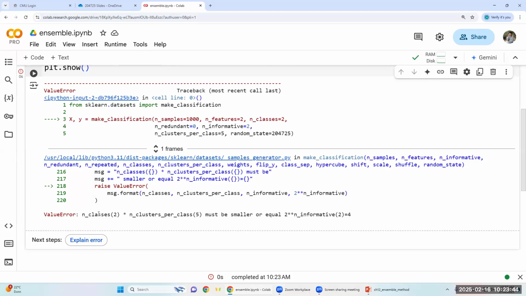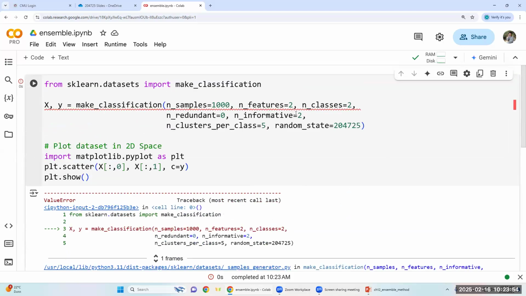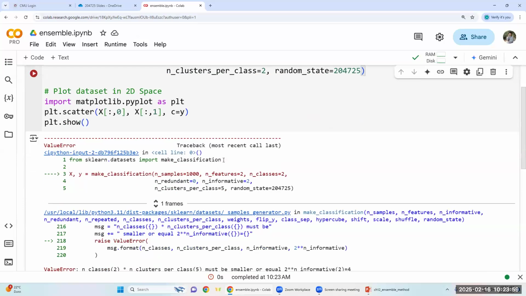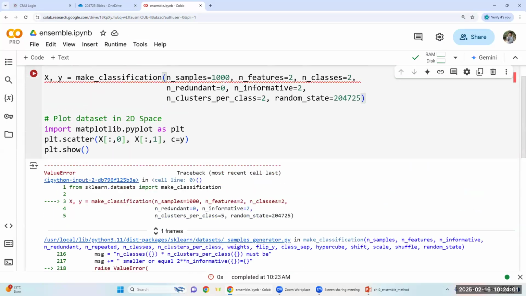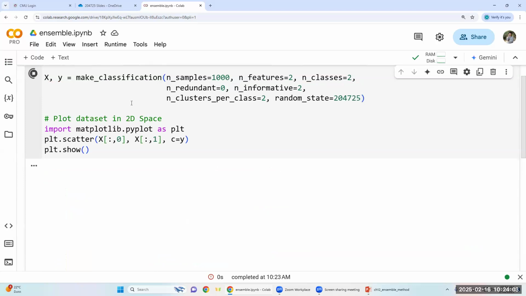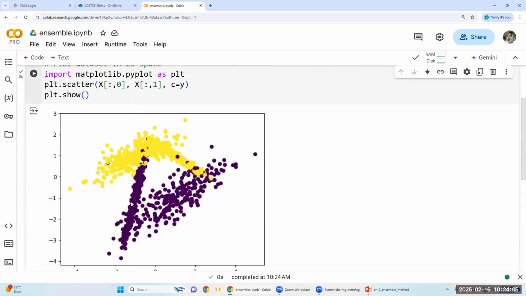So what is it? The number of classes times the number of clusters per class must be smaller than 2 to the power of the informative features. The informative is 2, so I can only have 2 clusters per class, I think. Okay, right? So we kind of have two clusters.